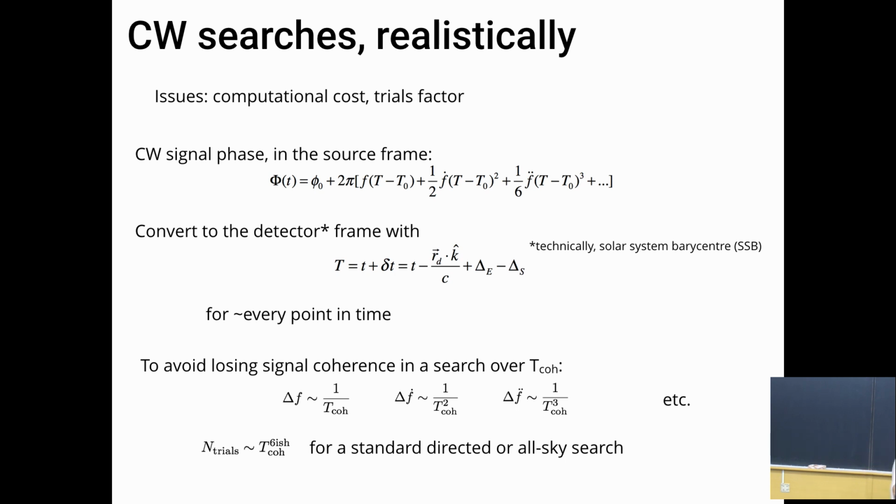All right. So basically, what we're looking at is the number of trials increasing with a really high power of your coherence time. And this is tricky, right? You want a longer coherence time so you can increase your SNR, but SNR only goes as the square root of the time, whereas the number of trials, and therefore your computational cost, goes as the 6th power of the time, right? So it's getting more expensive a lot quicker than it's getting more sensitive.